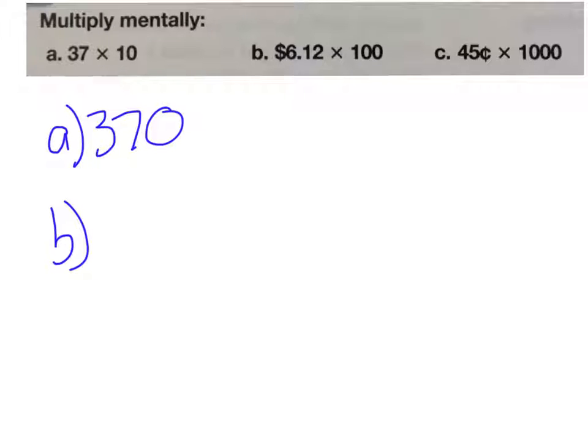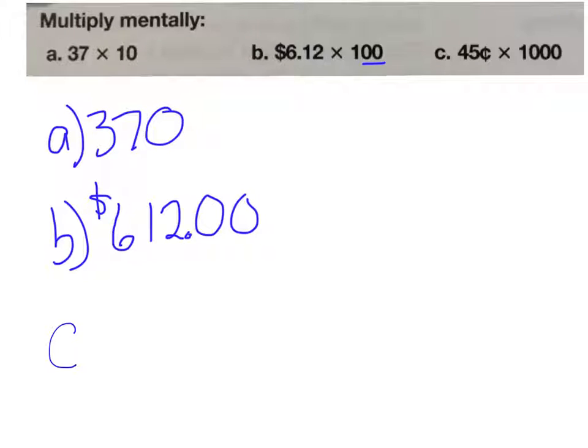$6.12 times 100. Well, I'm going to write 61200 because I have two zeros in 100. Then I'm going to move my decimal in two spots, and I'm going to put my dollar sign, $612. Okay, now for part C.